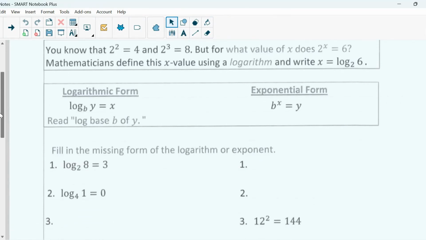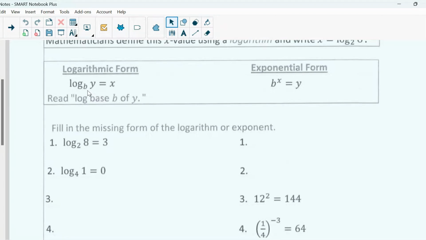So our logarithmic form: log base b of y equals x. So we have three main components to take a look at. We have our base, we have our "of" value, which is y, and then we have our x on the other side.